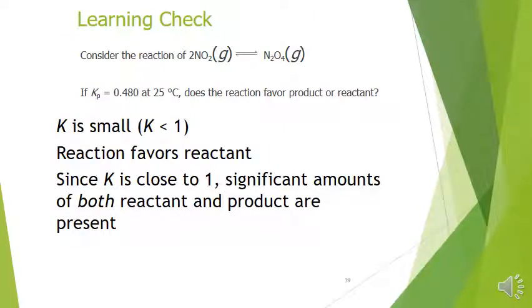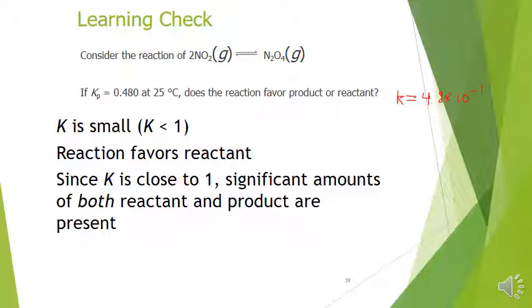All right, consider the reaction of 2NO2 to N2O4. You can see that this is Kp equals 0.48 at 25 degrees. If you think what that means, this is almost 0.5. And if you want, you can write it as an exponent. So let's do that. 4.8 times 10 to the minus first.